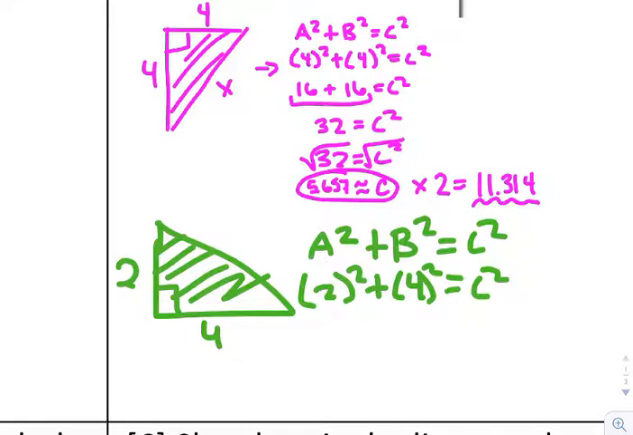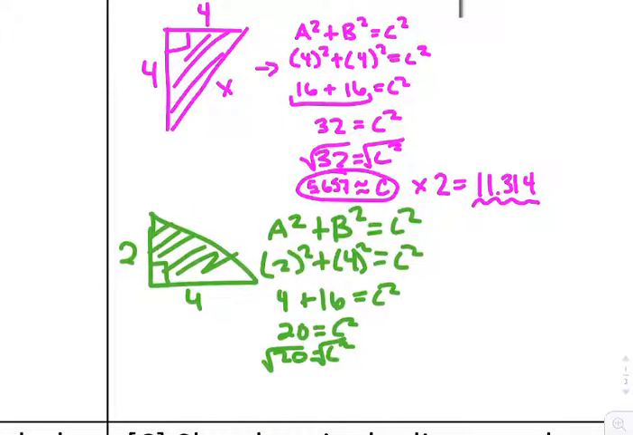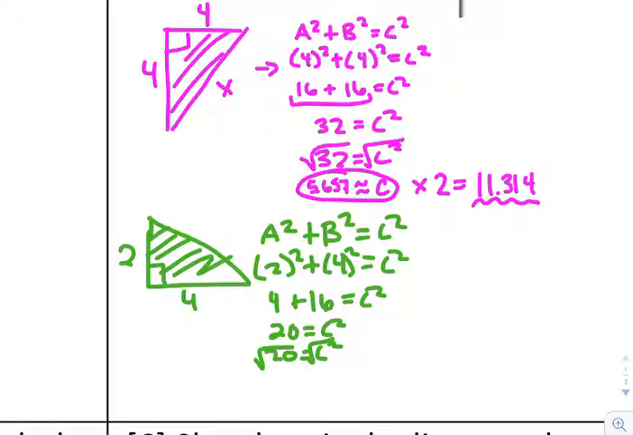All right. 2 squared is 4. 4 squared is 16. So that'll give me 20 is equal to c squared. Of course, to solve now, we're going to apply a square root on both sides. All right, the square root of 20 is going to be 4.472. Of course, now again we have 2 of those sides as well, so I'll multiply this guy by 2, and we end up with 8.944.